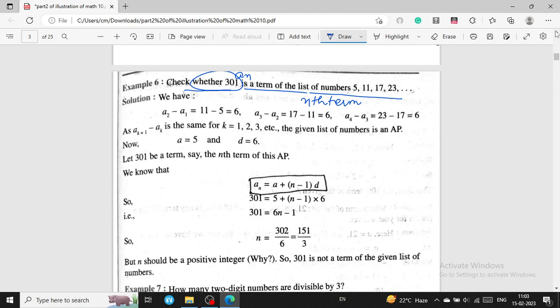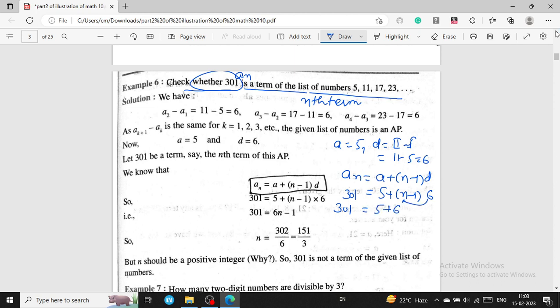So first of all, you have a is equal to 5 and d is equal to the second term minus the first term, that is 11 minus 5, which is 6. Now put in the formula: an is equal to a plus (n minus 1)d. an is given as 301, a is given as 5, we have to find n, and d is given as 6. So 301 is equal to 5 plus (n minus 1) multiplied by 6. 301 minus 6 plus 5 minus 1, and on the other side it will be plus 1.